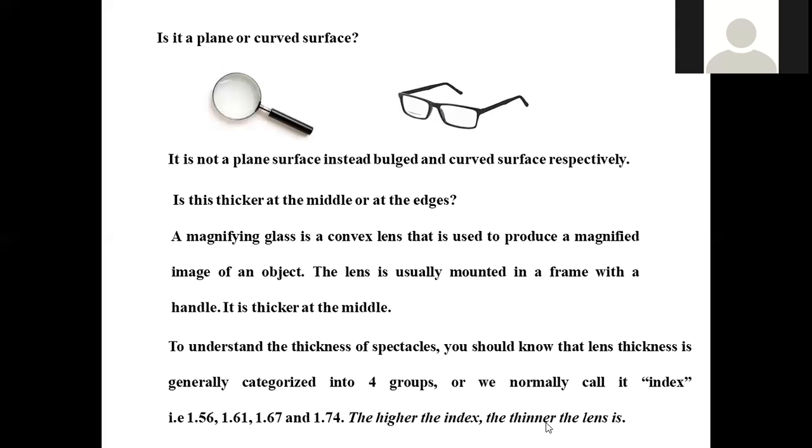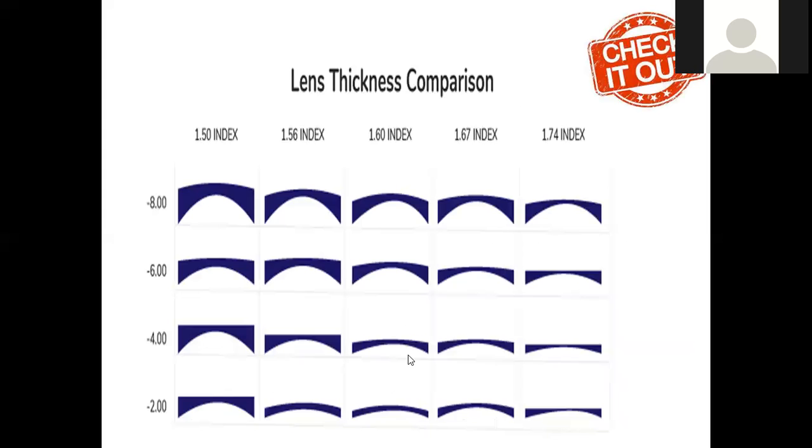Nobody prefers thick glasses for vision defect, so the index is a parameter that indicates the quality of the spectacle. So the higher the index, what happens? It will be very thin. It is very convenient to wear, right? So these are the different kinds of indexes which we just discussed. So 1.50 index, 1.56 index. When the index value is less, the thickness will be very high.